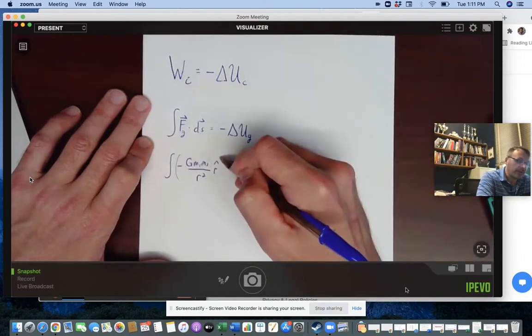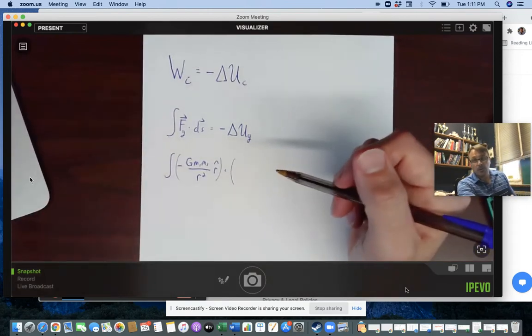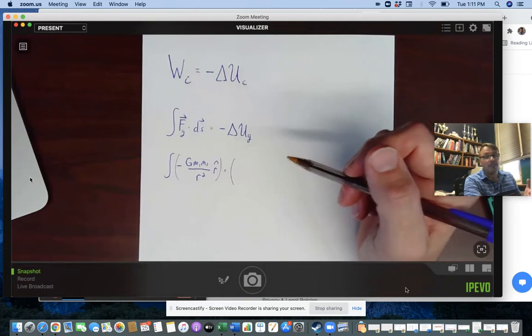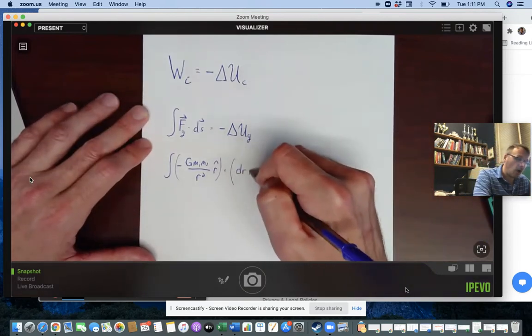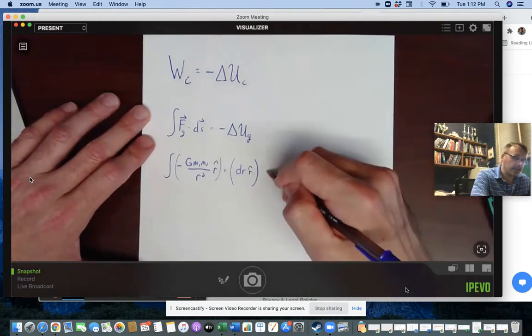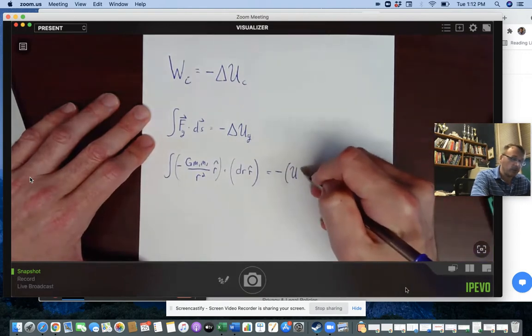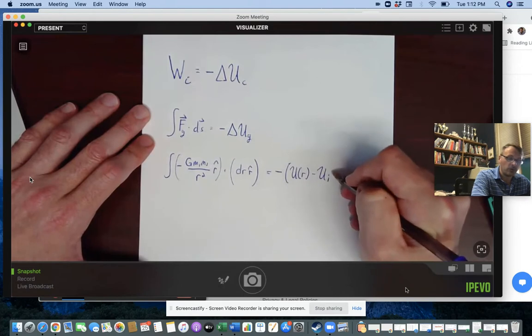And so what's going to end up here is ds is technically dx i hat plus dy j hat plus dz k hat. But here we can do it in polar form instead and make it dr r hat. And that's going to make the hats go away, which is kind of nice. And I'm going to expand this out here, because negative delta U is going to be U as a function of r minus whatever some sort of initial U is, right?